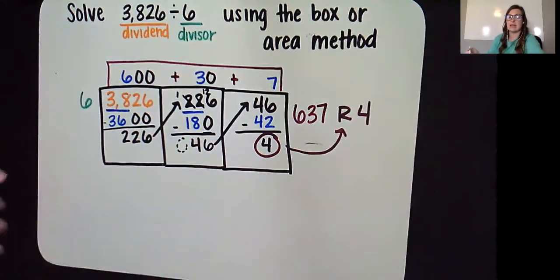So 3,826 divided by 6 gives me a quotient of 637, remainder 4.